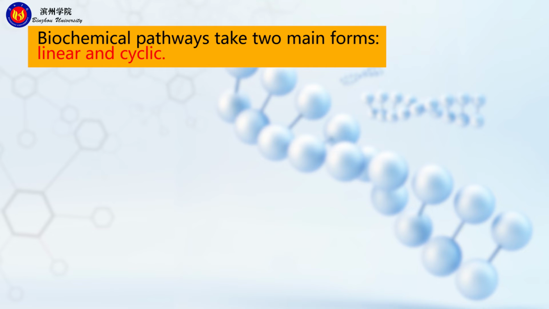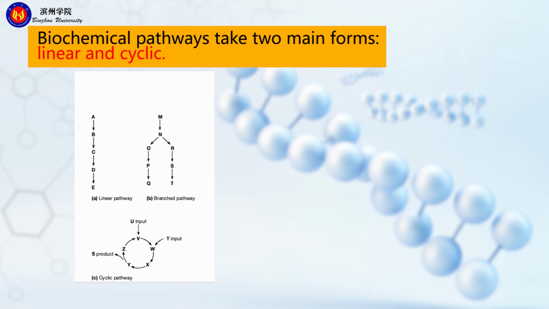Organisms carry out a myriad of chemical reactions. The reactions are organized into biochemical pathways, which take two main forms, linear and cyclic. You can see them on the picture. In the linear pathways, the first molecule in the pathway is often termed the starting molecule or the substrate of the pathway. The last molecule is called the end product. Those metabolites in between are pathway intermediates.